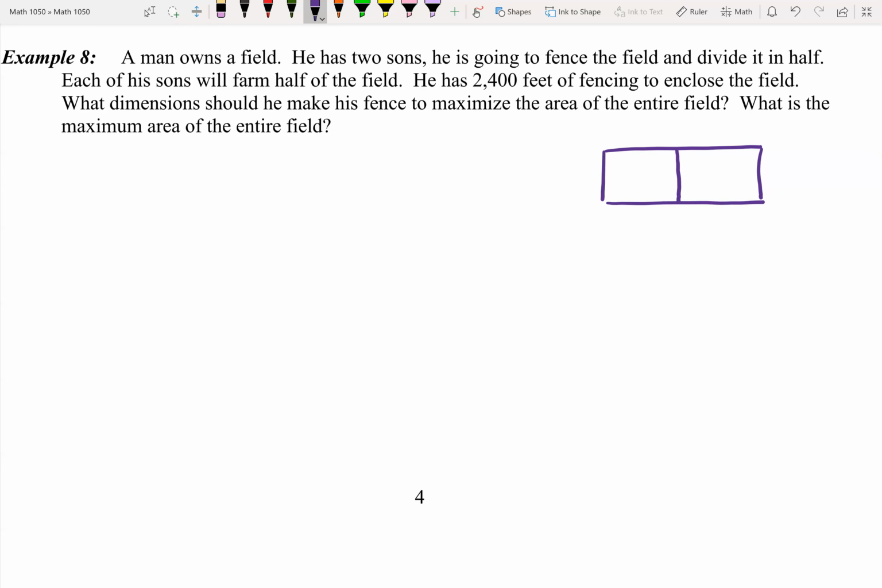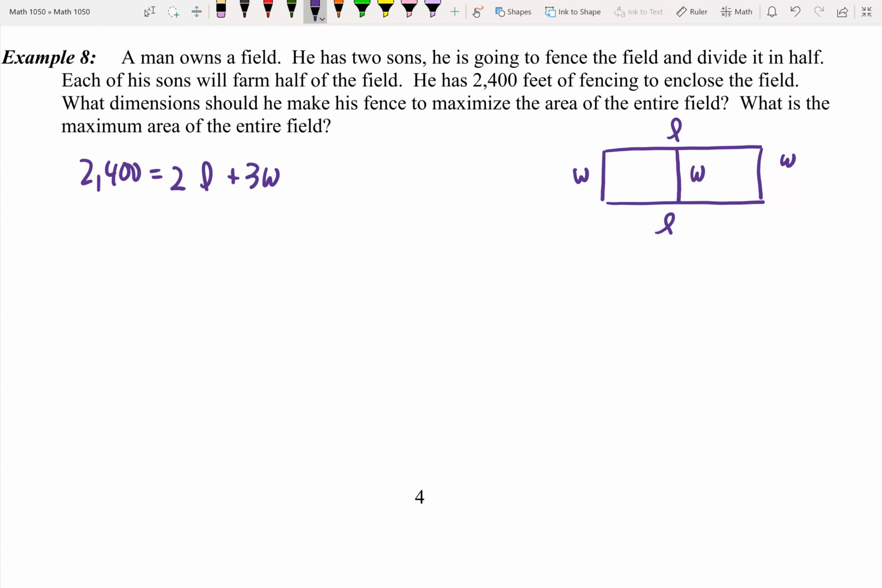Please always divide it in half like that. One of his sons will farm one side, and the other one will farm the other side. He has 2,400 feet of fencing. What dimensions should he use to maximize, and what is the maximum? So there's no house. So we have an L and an L, and tell me, WWW, right? So now 2,400 has to cover 2 L's and 3 W's. Solve it for L. So you have 2L equals 2,400 minus 3W.